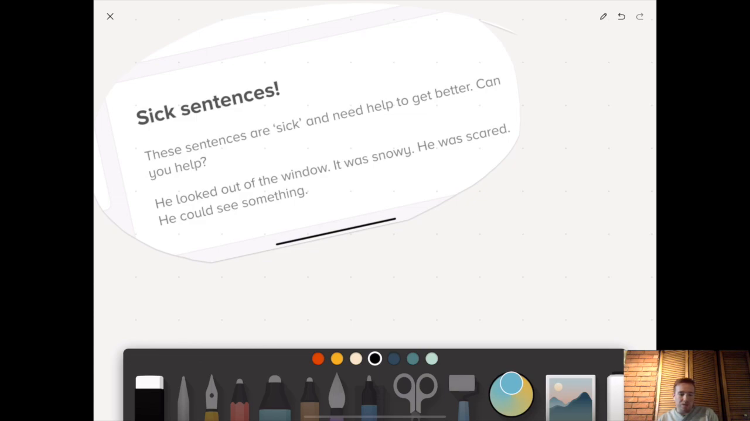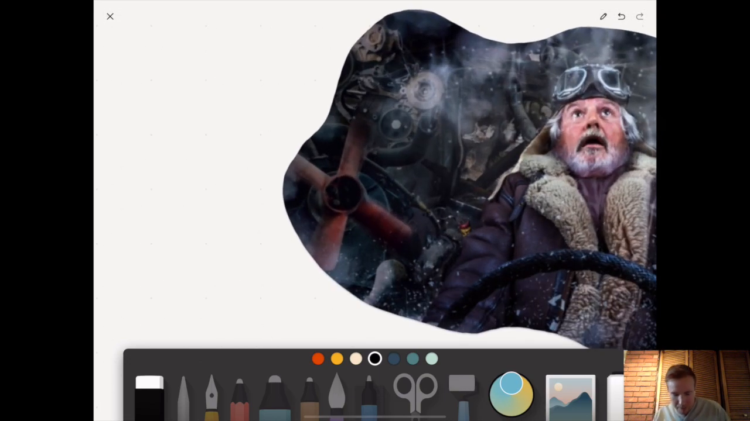We're going to be looking at some sick sentences. So we've got the example here on the screen now. You've got, he looked out of the window. It was snowy, he was scared, he could see something. And then over here, we've got the picture.